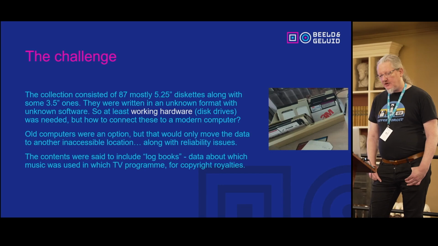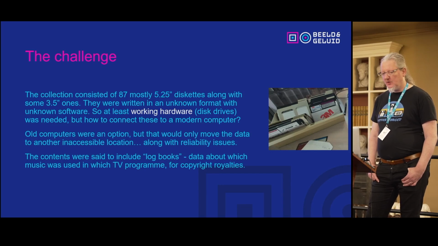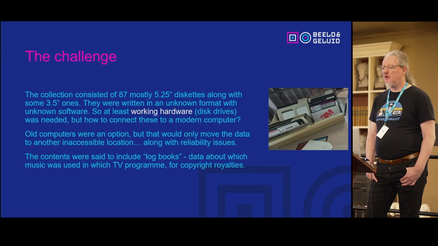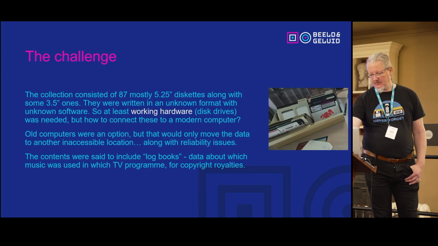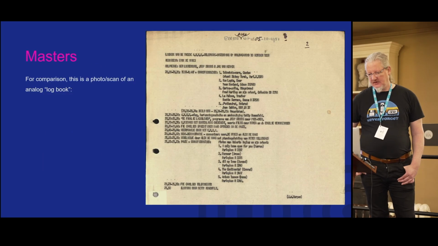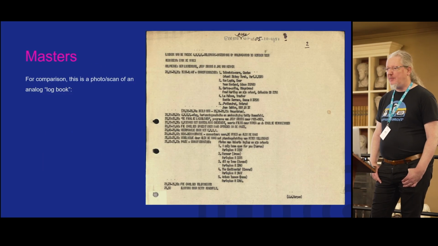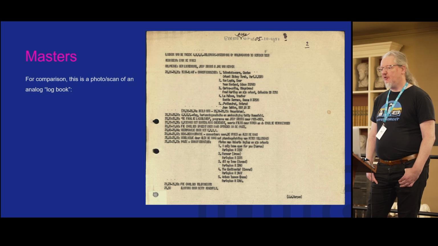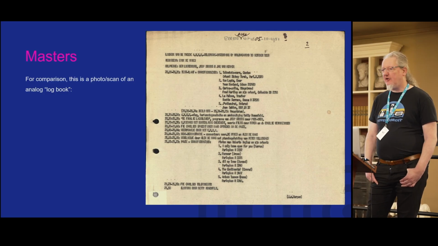So these diskettes were said to include logbooks, which is metadata about music used in TV programs for copyright royalty reasons. They had to log these on the TV channels in the Netherlands. This is an example of a paper logbook. This is one from 1951, so it's a scan and it's barely readable.